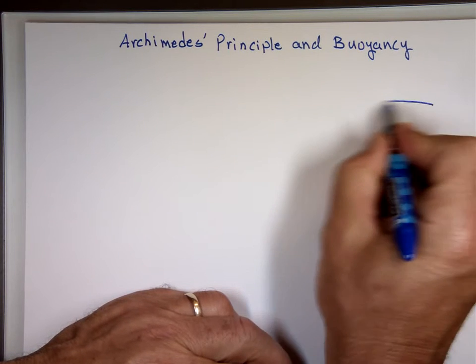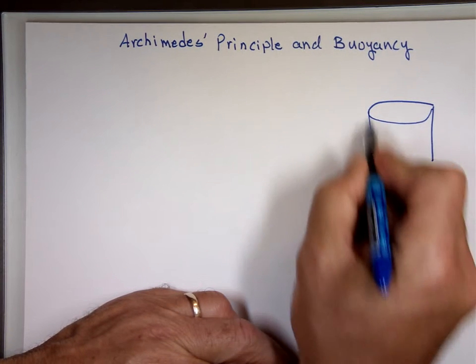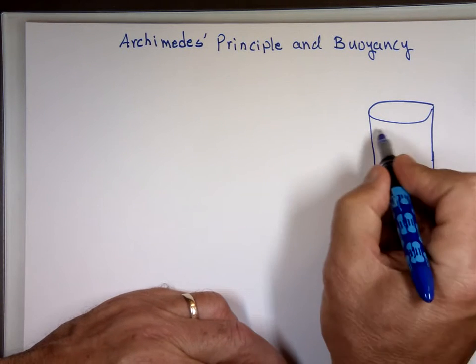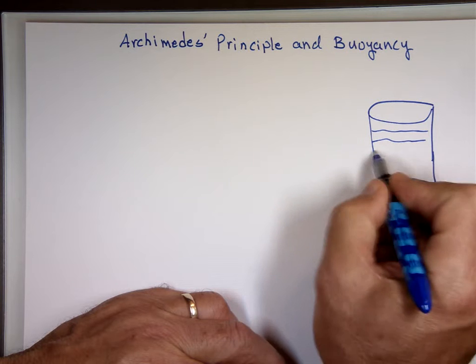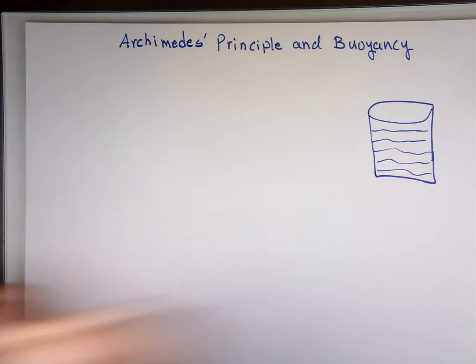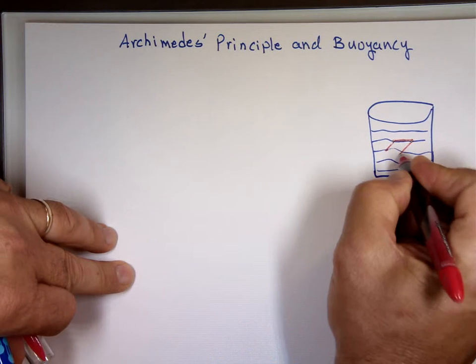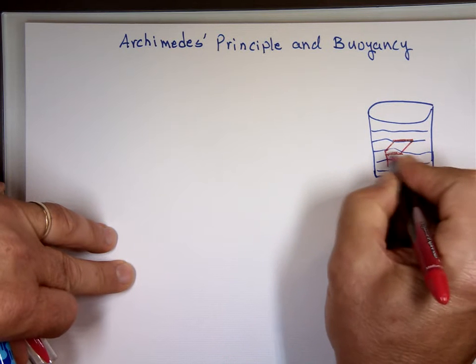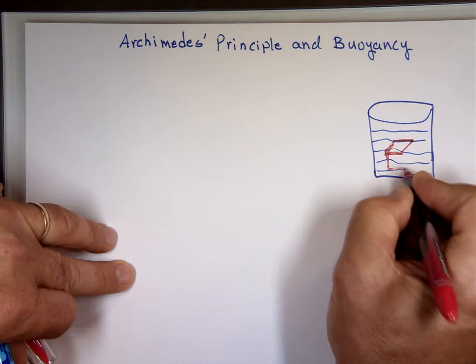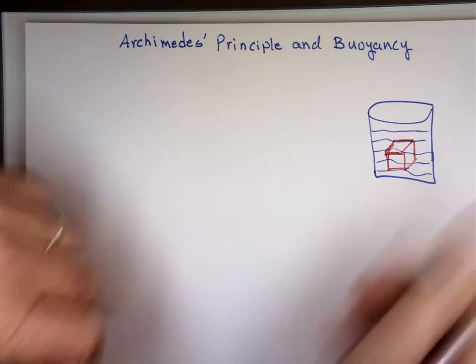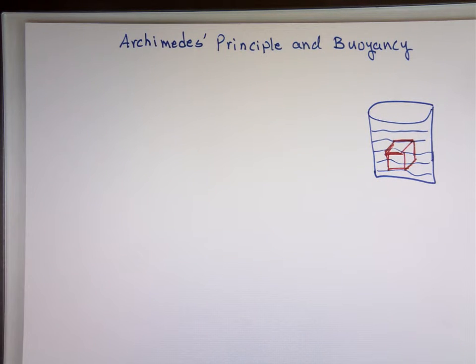Let's say we have a container here filled with, I don't know, water or something. And we take a cube here. Cube means all sides are equal. They don't have to be a cube, but it makes the math in this case easier to see. And we have that cube floating in the water.